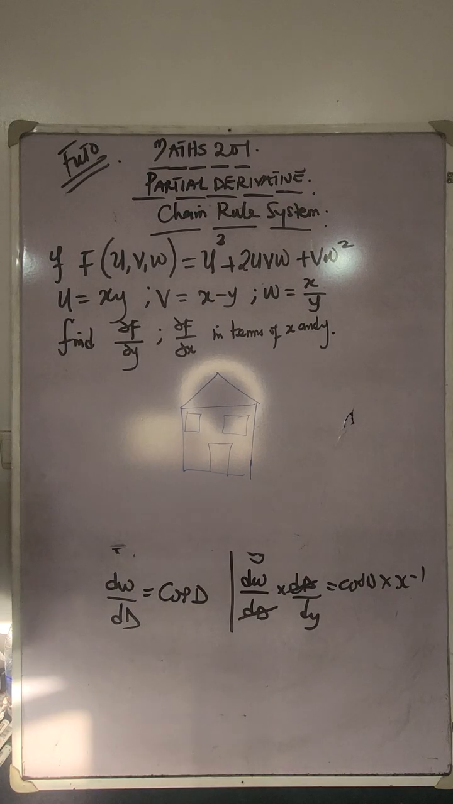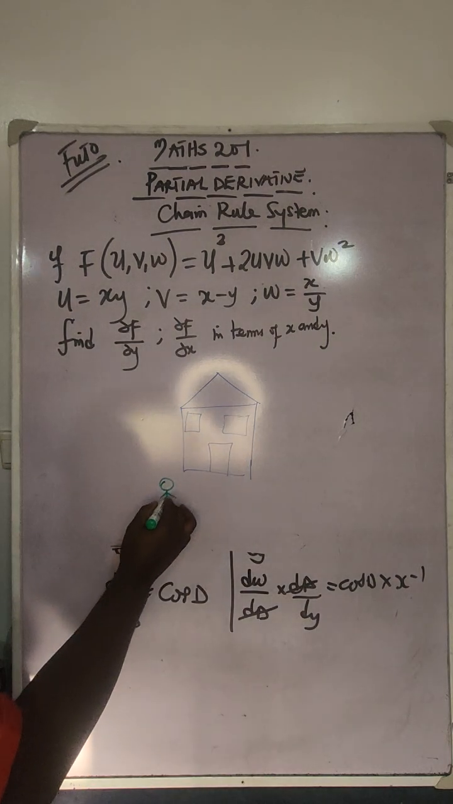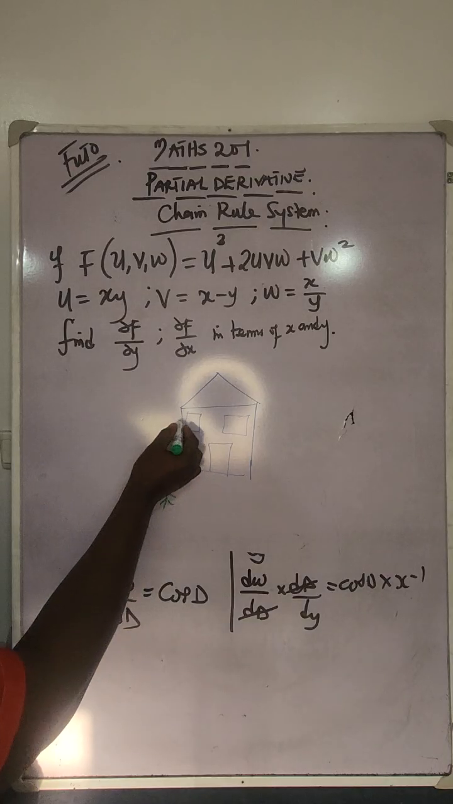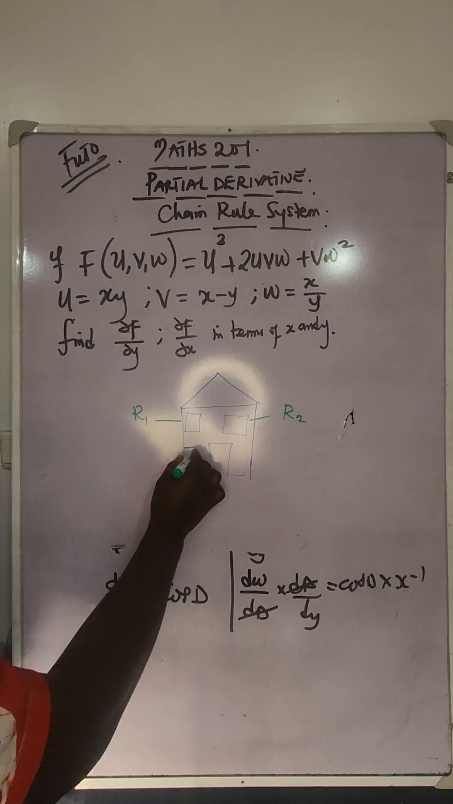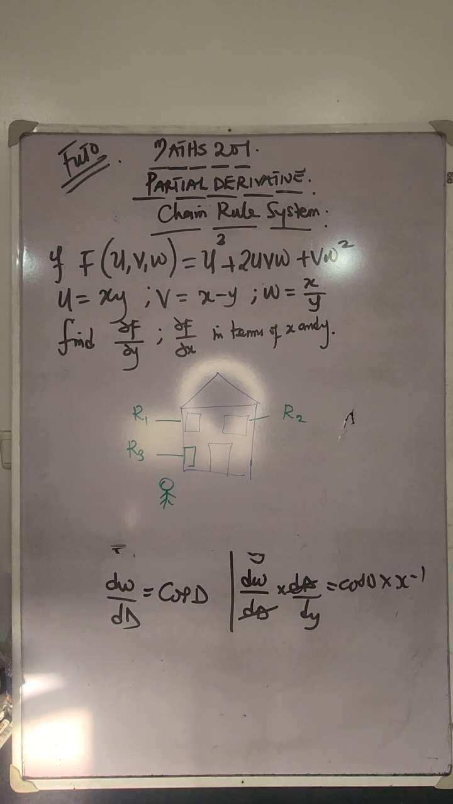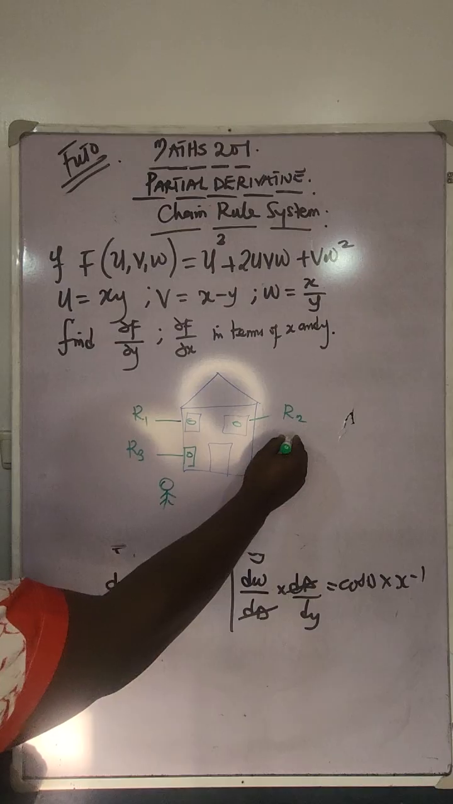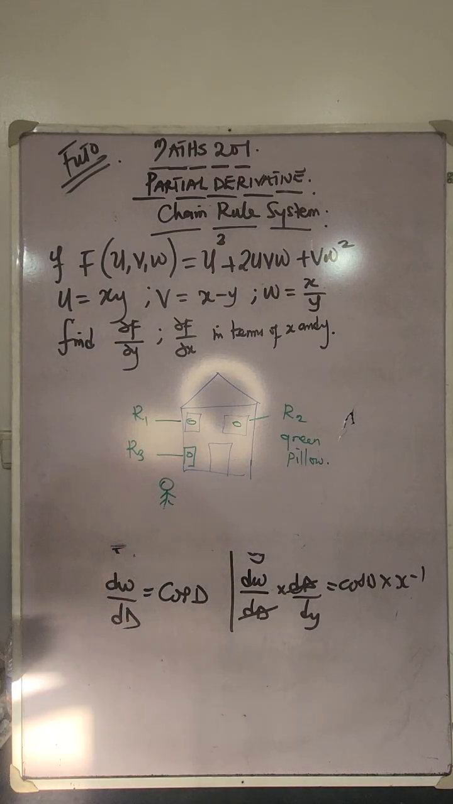So, imagine, or let's assume that you have a baby girl here. You ask this baby girl, for example, in this room, this is room 1, this is room 2. Let's assume there's another room here. This is room 3. And then you ask this lady to go and bring a pillow that is in room 1, room 2, room 3. A green pillow, for example.